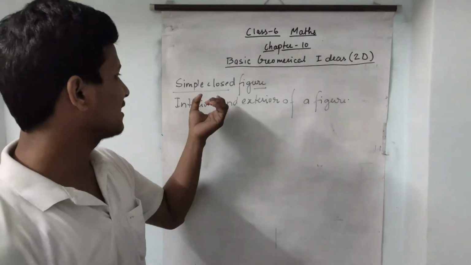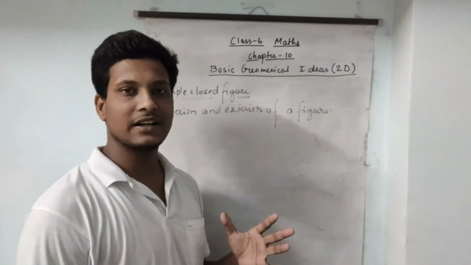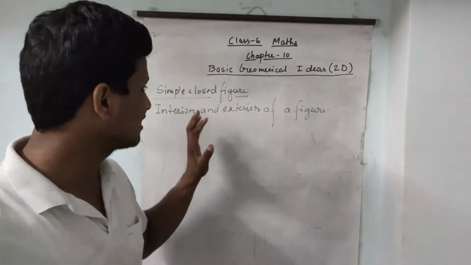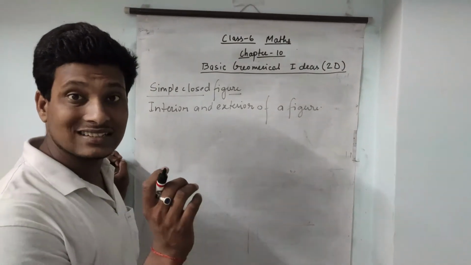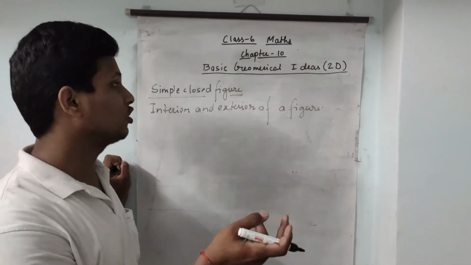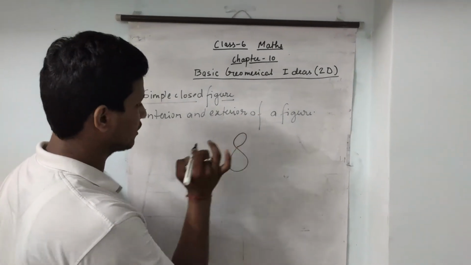Okay, the next part is simple closed figure. Closed figure, we have seen, is a figure that starts and ends with the same point. Now the next is simple closed figure: a figure that starts and ends with the same point, but does not intersect itself. Like we have drawn this figure in the part on closed figure.